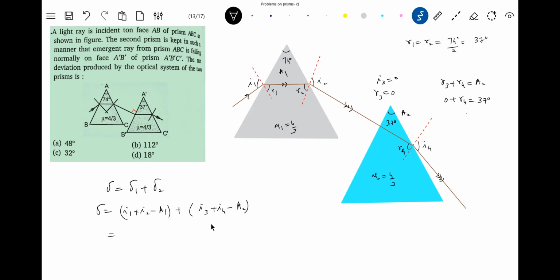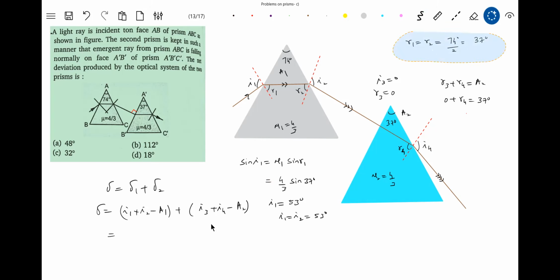I1 value we don't know. For that we'll apply the Snell's law. Sin I1 equal to mu1 sin R1. We know R1 value. We know mu1, 4 by 3, sine of 37 degrees. So we'll get the I1. We know at minimum deviation I1 should be equal to I2 equal to 53 degrees. Condition for minimum deviation.